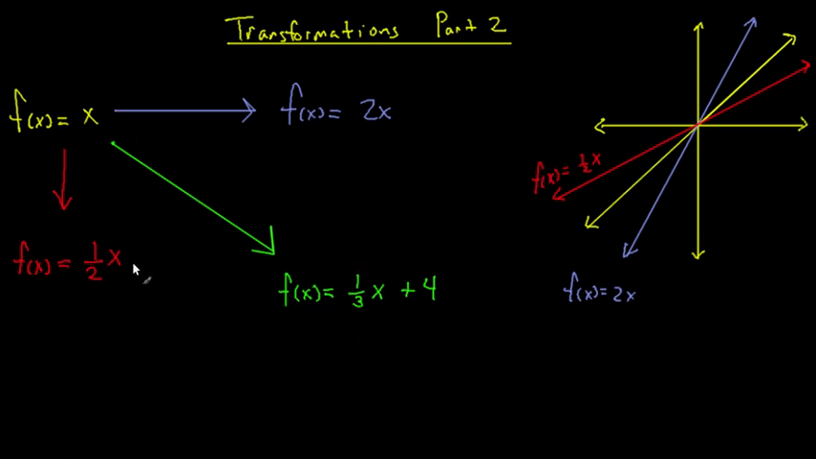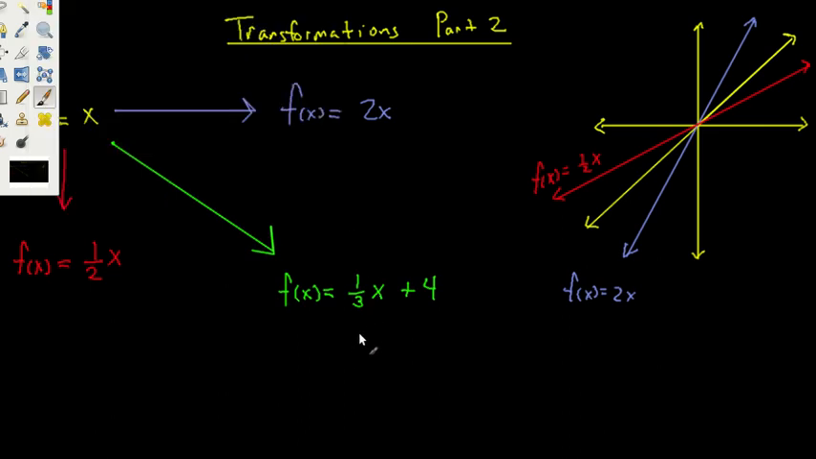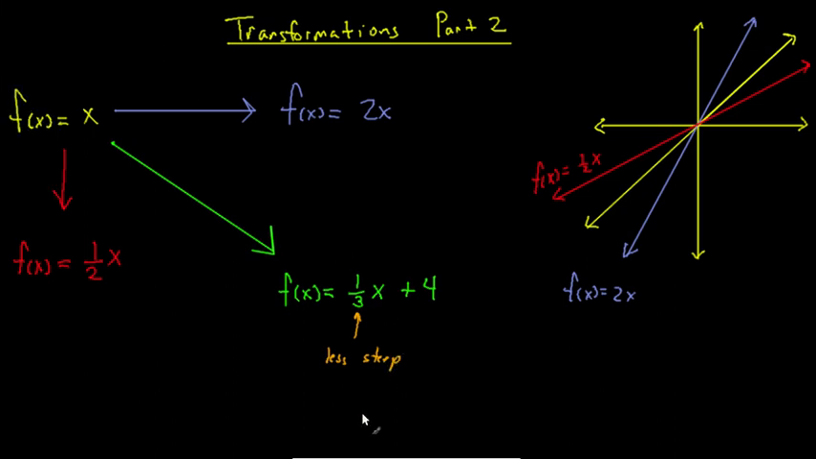Well, okay, let's break this down. Let me get a different color here; we'll do orange. So what does this 1/3 do? Well, this 1/3, just like this 1/2, makes it less steep. So the new function is less steep than the base function. Well, what does this plus 4 do? If you'll remember from the previous video, it shifts the base function up by 4. So we have the base function, which is right here by the yellow line. We shift it up 4 times.